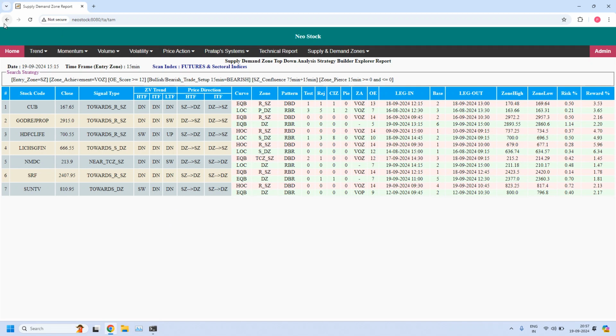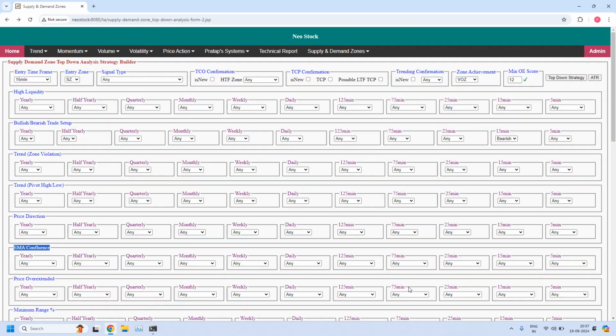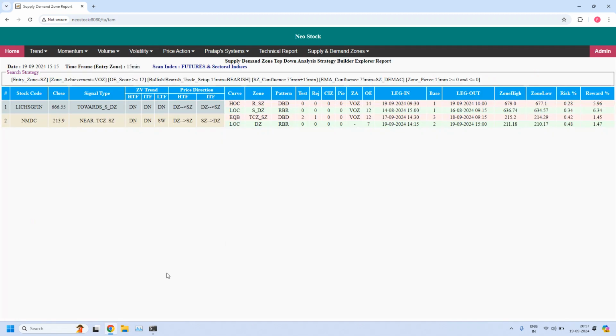Let's verify. In the EMA confluence, 75-minute zone with supply zone, 75-minute supply zone with daily EMA confluence. So 2 stocks, very good. So these 2 stocks, these 2 supply zones are having a daily EMA confluence. These are the 75-minute supply zones. So high probability setups. And moreover, both the supply zones are high liquidity. One is high priority, high liquidity, and another one is low priority, high liquidity zones. Okay, now let's verify.